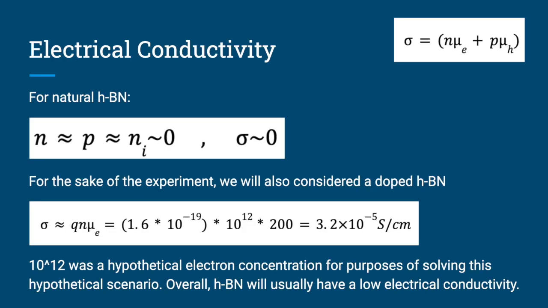So for electrical conductivity, we have two different results. For natural HBN, it's going to be right about 0, but for the sake of the experiment, we'll also consider a doped HBN. The result we get there is 3.2 times 10 to the negative 5 S/cm. The 10 to the negative 12th was just a hypothetical electron concentration, just to be able to solve the question. Overall, HBN is usually going to have a low electrical conductivity, no matter what the electron concentration is going to be.